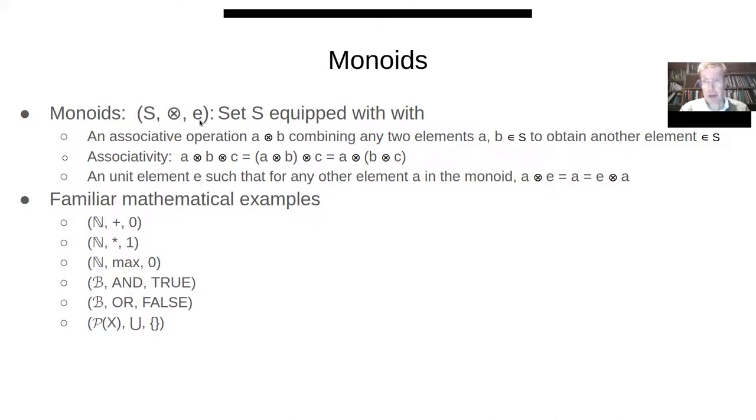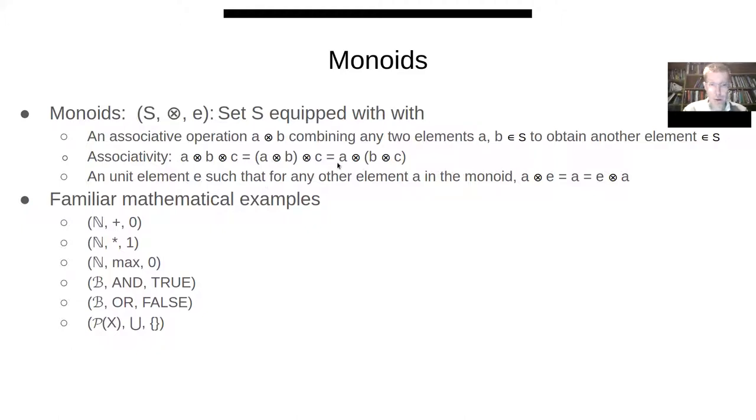And then critically, it has this identity element or unit element, E. And for this to be a lawful monoid, it has to observe some laws. So it has to be associative.